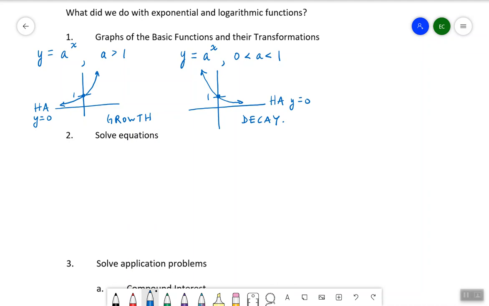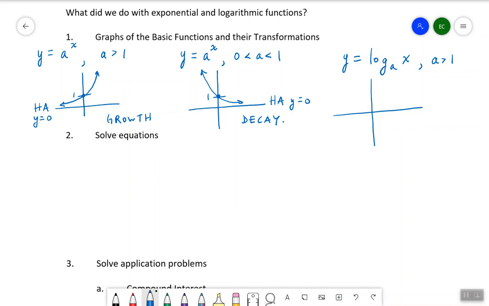And then there's one more that we want to mention. It's y equals log base a of x. And remember, with logarithms, we're only concerned when the base a is greater than 1. And so then the graph of the logarithm function would be the inverse of the graph of y equals a to the x, this first graph.